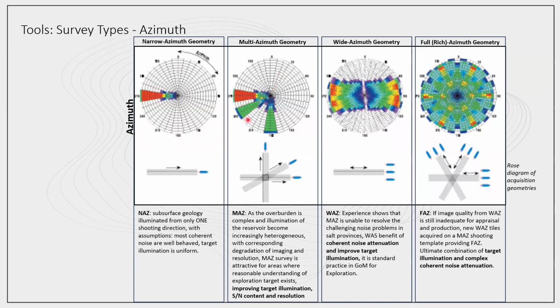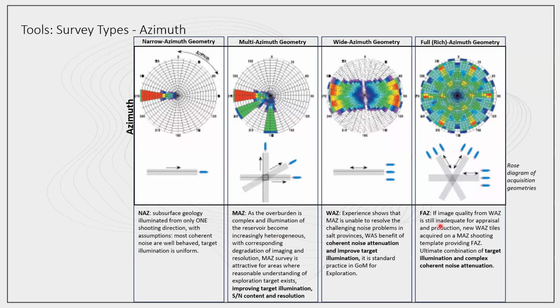The multi-azimuth, it's the same as the narrow azimuth, but adding different azimuths in different direction. WAZ, or the wide azimuth, it's a wide azimuth, so we are including more azimuths or a wider azimuth within the direction of shooting. And finally, the full rich azimuth, it's the full Rose diagram geometry.